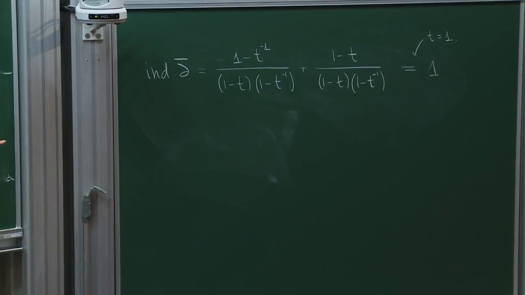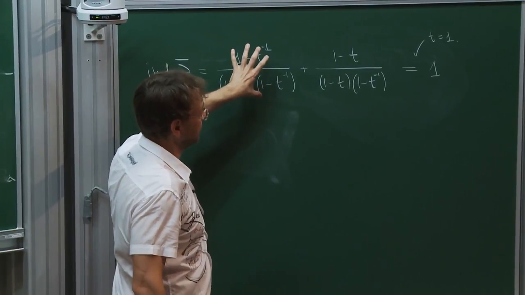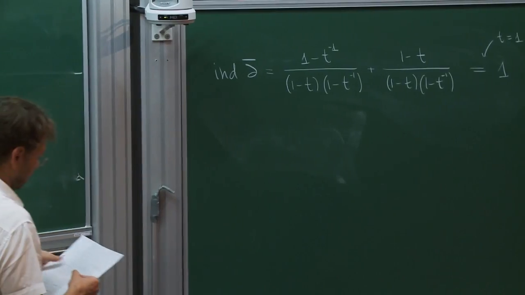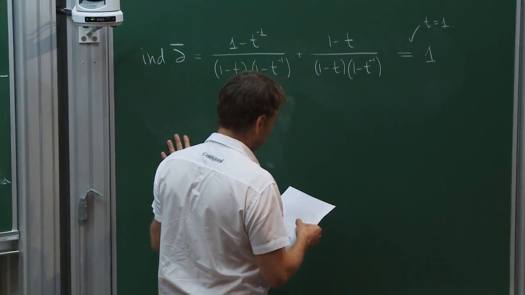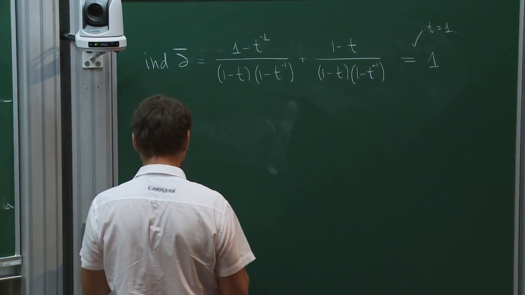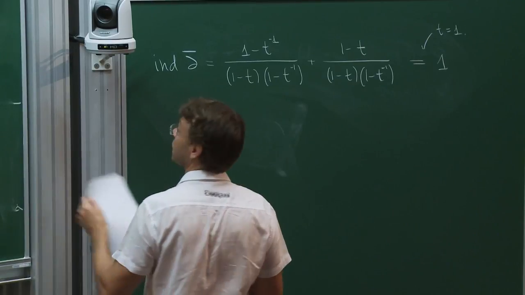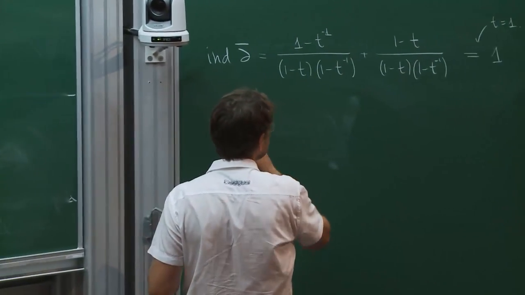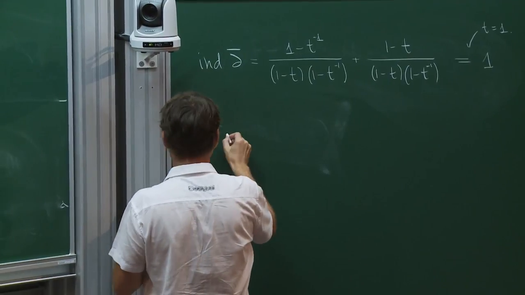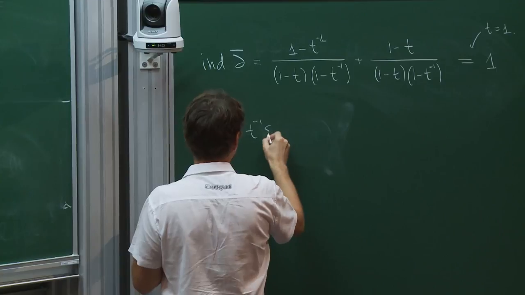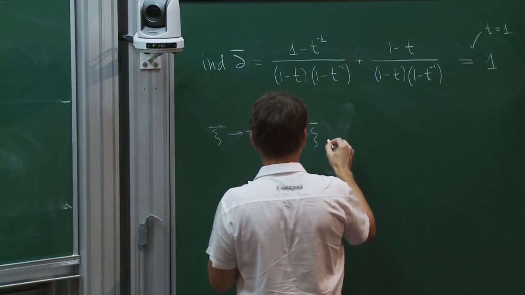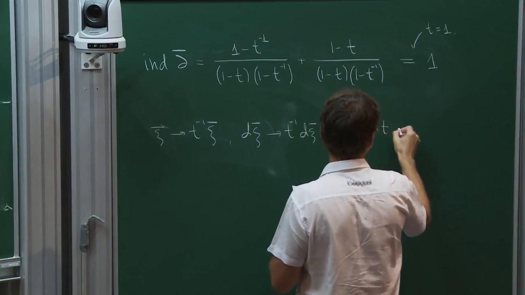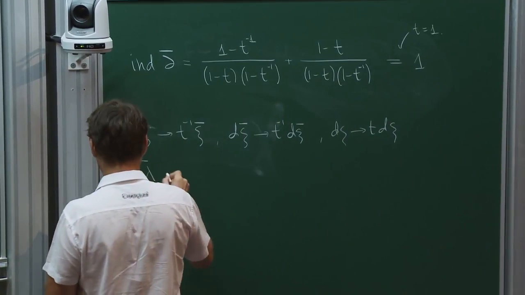So what are we doing? So these are the contributions of two fixed points. So actually, you have to look locally, and you have to stare at this formula a bit. I will do it now, but then I will skip all the details. I introduce the thing: what I now have to remember is how these guys locally act on different forms. So for example, xi bar obviously goes to t minus 1 xi bar. D xi bar goes to t minus 1 d xi bar. D xi goes to t d xi. So lambda bar goes to t.